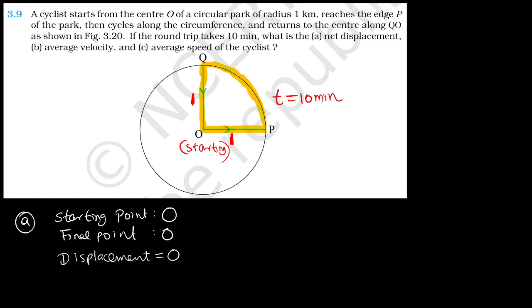The displacement is the shortest distance between starting point and final point. The shortest distance between O and O will be 0. Correct? So the net displacement is 0. All of it clear? Please respond. Yes, sir. Deva, have you understood? Aaron, Raj, everyone is clear. Rakshana, you understood? Yes, sir. So that part is over. The next part, B, I am discussing.